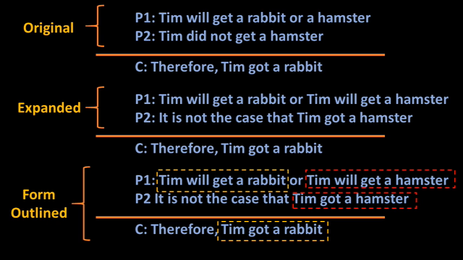Next, we can present the expanded version of the argument. The expanded version converts the premises into explicit propositions. Now, let us use some color to mark the relevant segments of the premises and conclusions to highlight the structure more clearly. As we can see in the form outlined version, there appears to be some color repeating itself. Let us continue this exercise and see where we get.